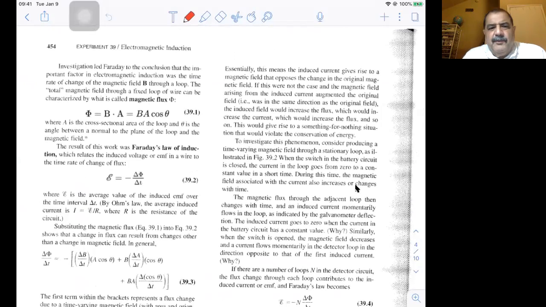Magnetic flux phi is equal to B dot A, a dot product. If you're not familiar with the dot product, it simplifies to just BA cosine theta, where theta is the angle between the normal to the plane that you're looking at and the magnetic field. So if the magnetic field were going this way, then your normal would be over here, and it's the angle between the magnetic field and the normal to the plane. That's where the theta comes from. So phi equals BA cosine theta.